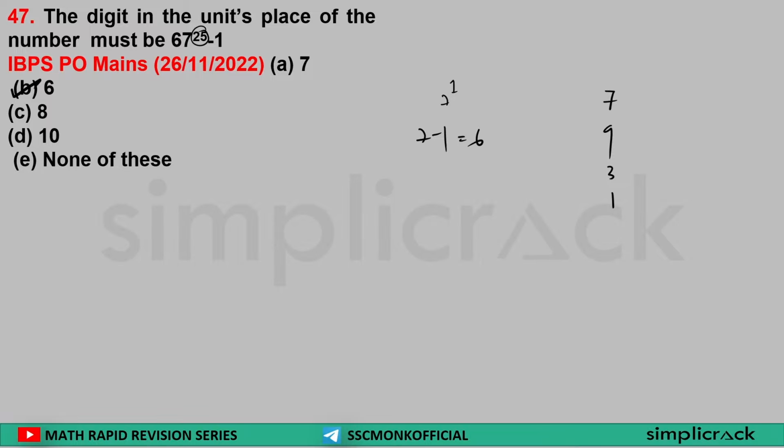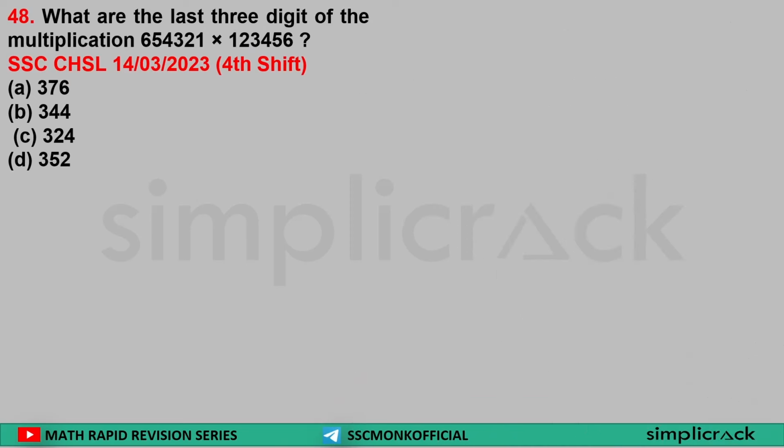Clear? Next. What are the last 3 digits of this multiplication? Now before I move to anything, first thing I need to ensure is that unit digit 1 into 6 will always give unit digit 6. So in all these options, the unit digit should be 6. So here only option A is available. So the right answer is A. I do not need to do anything else. I do not need to do the whole multiplication over here. I just have to be a bit smart enough to understand the options.